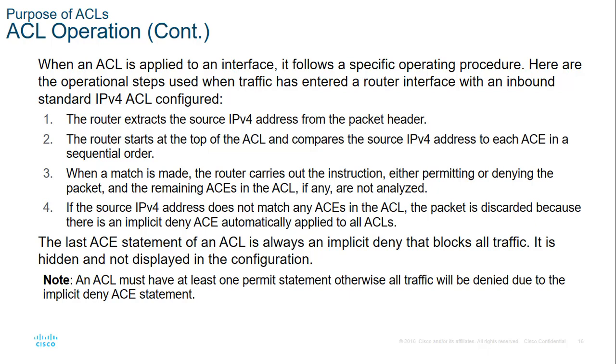If the source IPv4 address does not match any of the ACEs in the ACL, the packet will automatically be discarded. So what you want to understand is that at the end, whether you write it in or not, there's always going to be an implicit deny statement. The last ACE statement of an ACL is always an implicit deny. It blocks all traffic. By default, this statement is automatically applied at the end, even though it is hidden and not displayed in any of your configurations. It is important to note that an ACL must have at least one permit statement, otherwise all traffic will be denied.